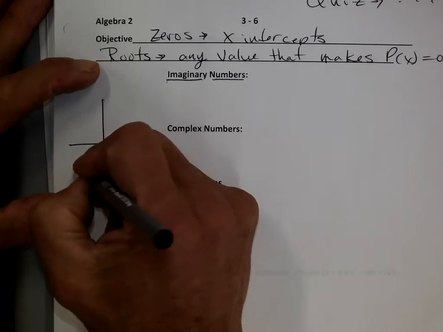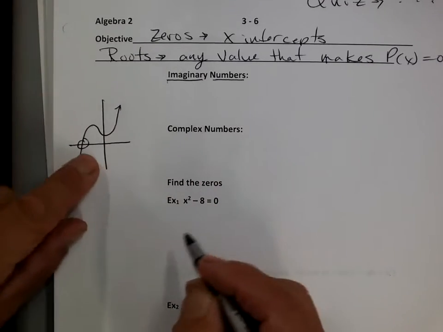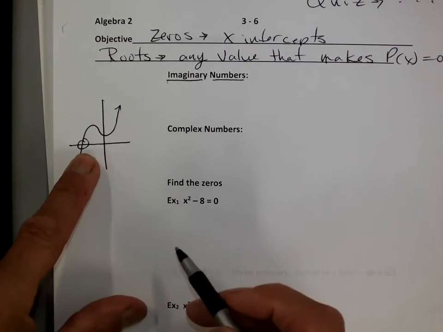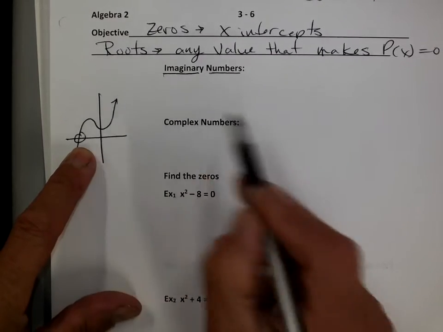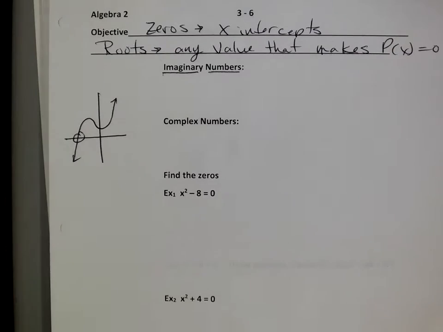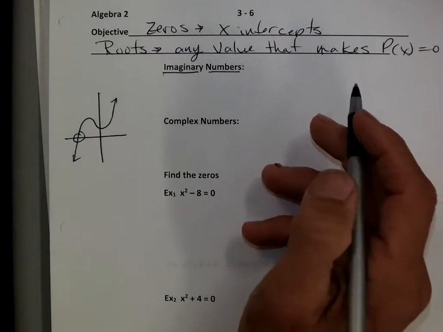You could have a picture like this in a polynomial. That is a 0, that's a 0, and an x-intercept. But in here, there's some imaginary values that still make it 0. So let's talk about imaginary numbers. So imaginary numbers, they're not real. They're not part of the real numbers, they're imaginary.